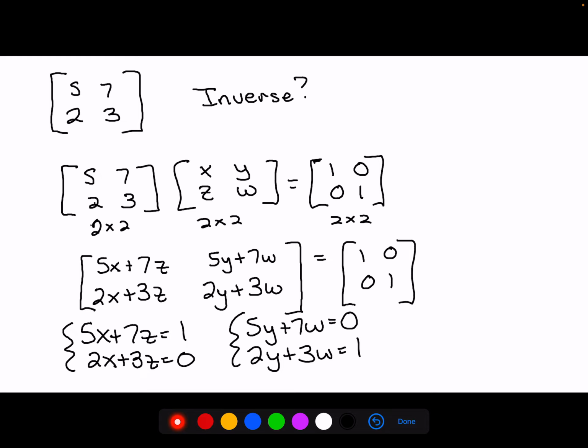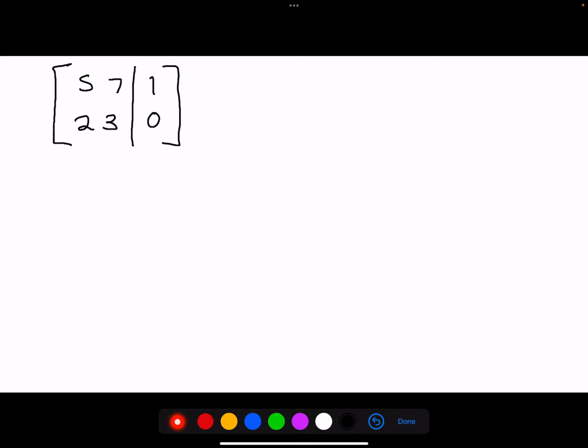Now honestly at this point, if you want to use whatever method, you're more than welcome. You can use substitution, elimination, graphing, or whatever floats your boat. I'm going to go ahead and use matrices since that's kind of what we're doing here. I'm going to take that first system and put it into the matrix format, and I'm going to take the second system and do the same thing.